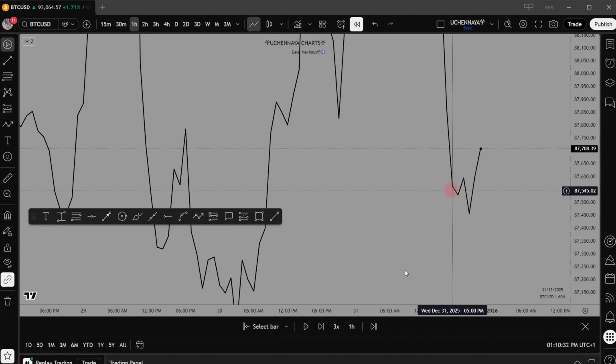Is this it? Of course it is. This is a bullish QML. This level is our area of focus. This is the QML right here. This one is just RBS. This one is just RBS. This is your QML, a bullish QML.